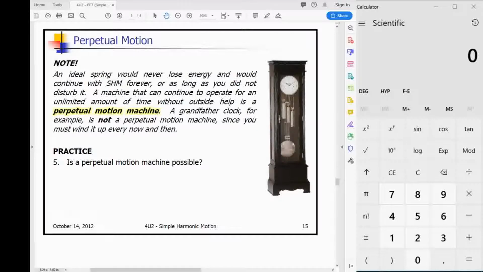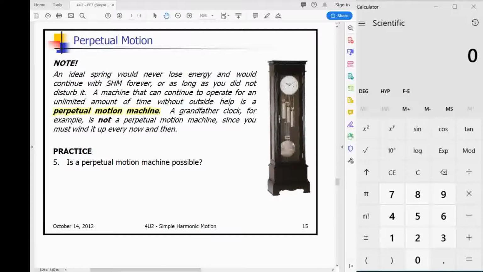So your textbook talks a little bit about perpetual motion machines in this section, and we can define a perpetual motion machine and determine how it is impossible using simple harmonic motion. It says here an ideal spring will never lose energy. It would continue with simple harmonic motion forever, or as long as you do not disturb it. A machine that can continue to operate for an unlimited amount of time without outside help is a perpetual motion machine. So a grandfather clock is not a perpetual motion machine because you must wind it up every now and then.